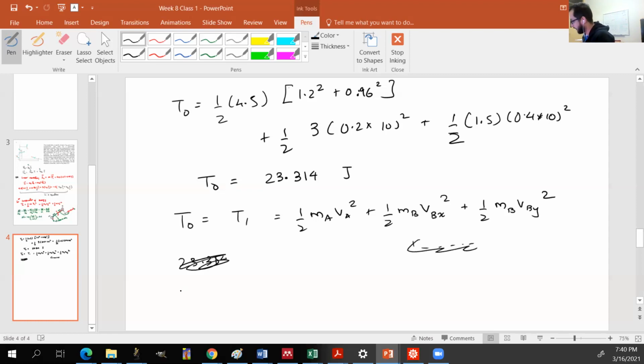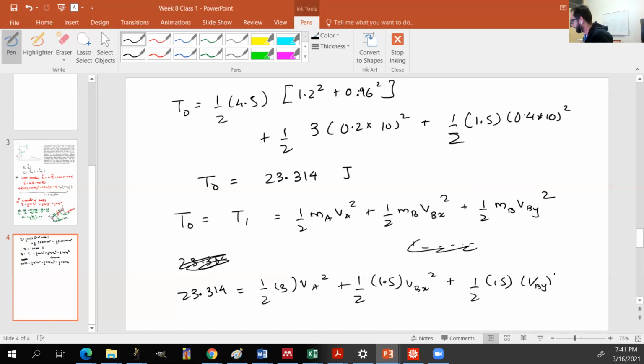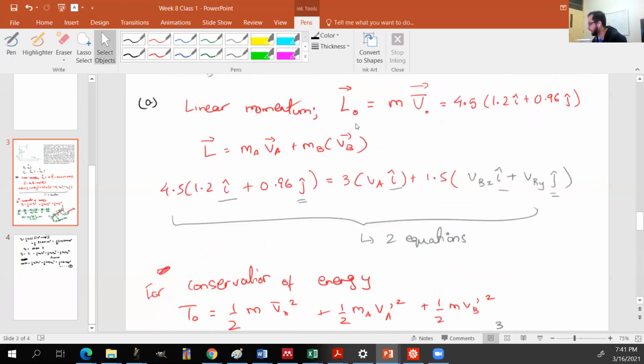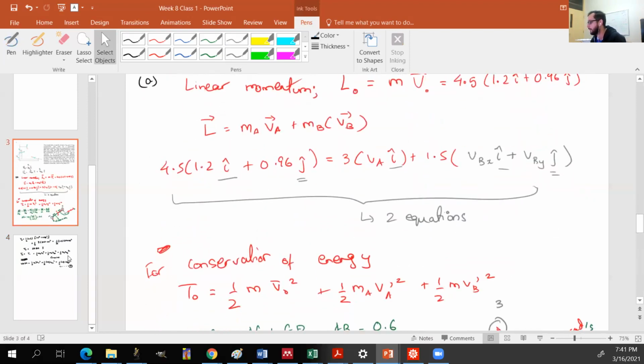So if we write it all out, you get 23.314 is equal to 1/2 over 3 times VA squared plus 1/2 over 1.5 times VBX squared plus 1/2 over 1 times 1.5 times VBY squared, right? So this becomes your third expression. So you basically have 3 expressions for 3 unknowns that you can solve, right?